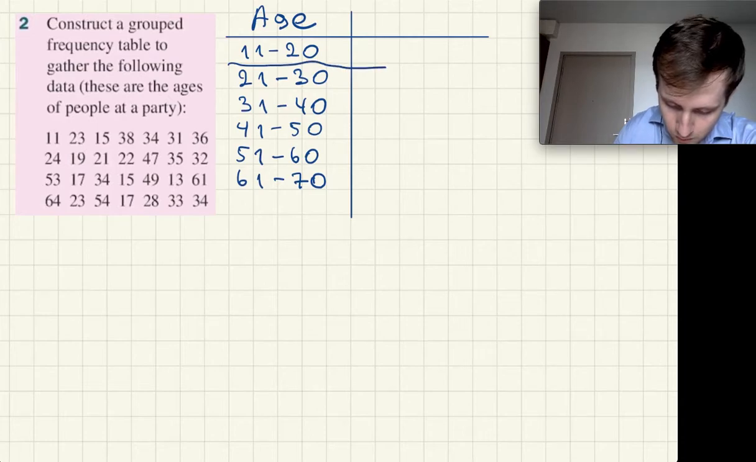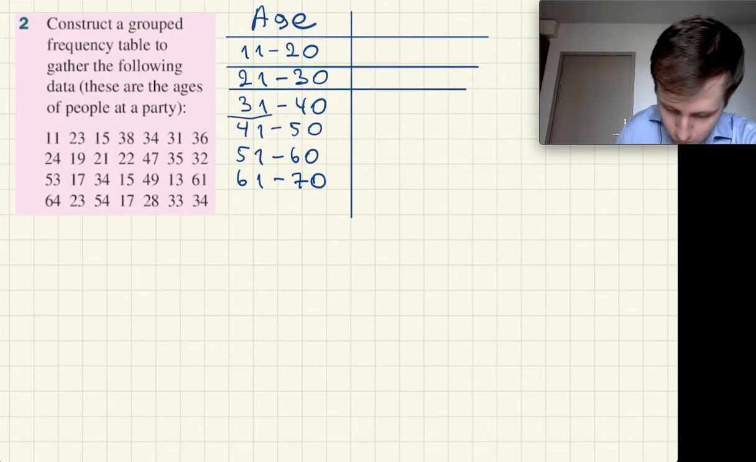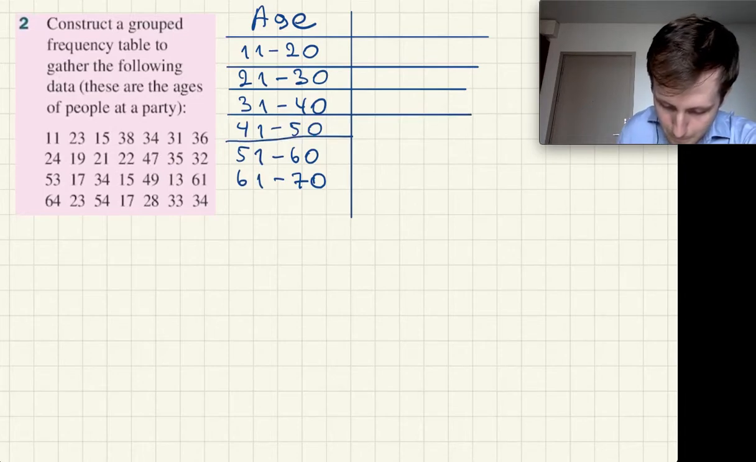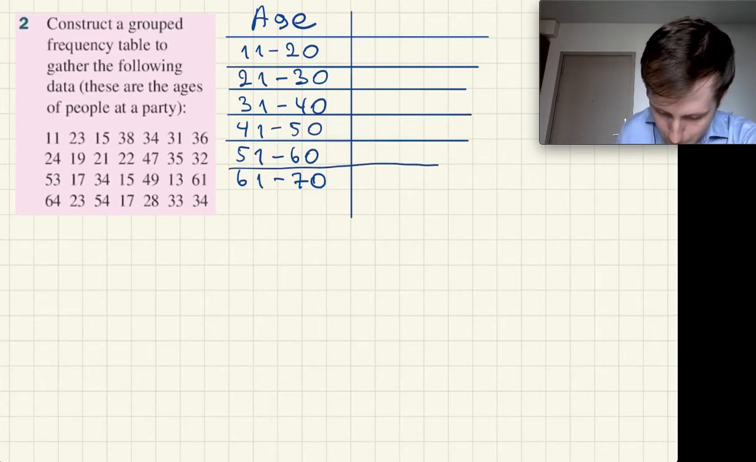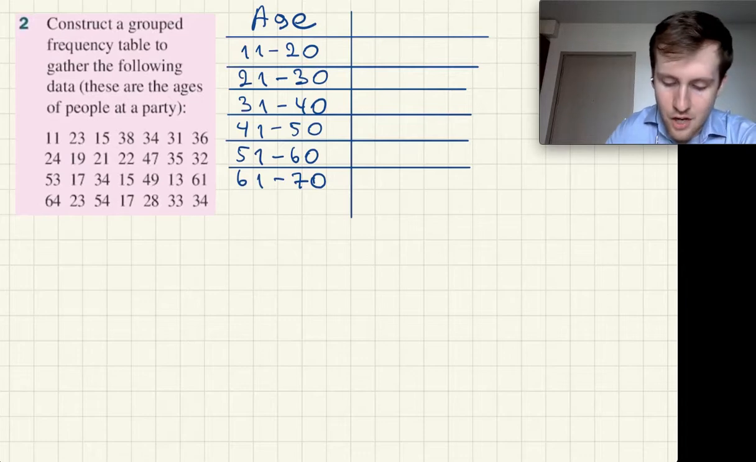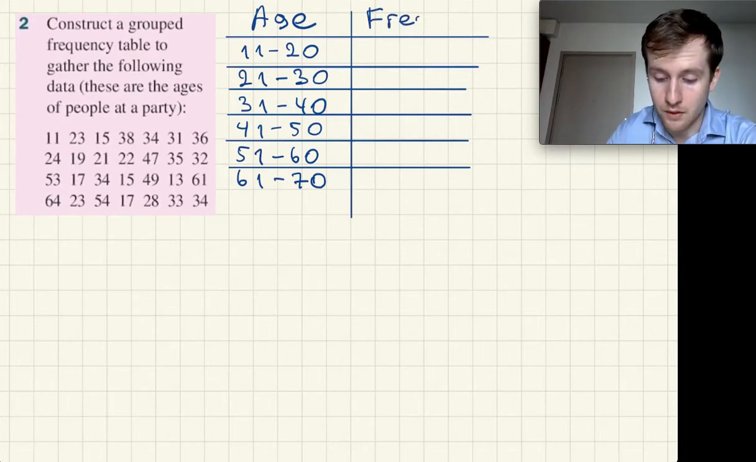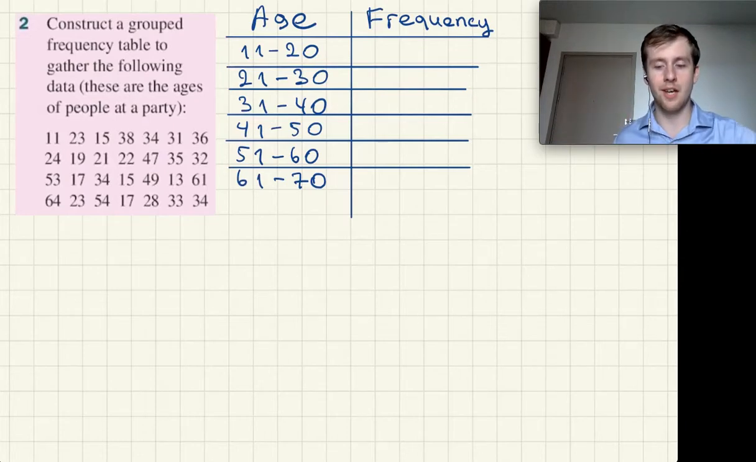Let me try to make it nice. Well, I'm trying. So this is age, and here we will have frequency. How many occurrences of people in that age.